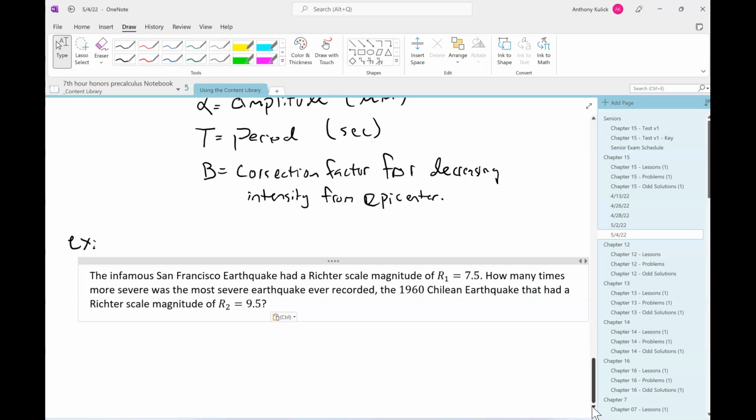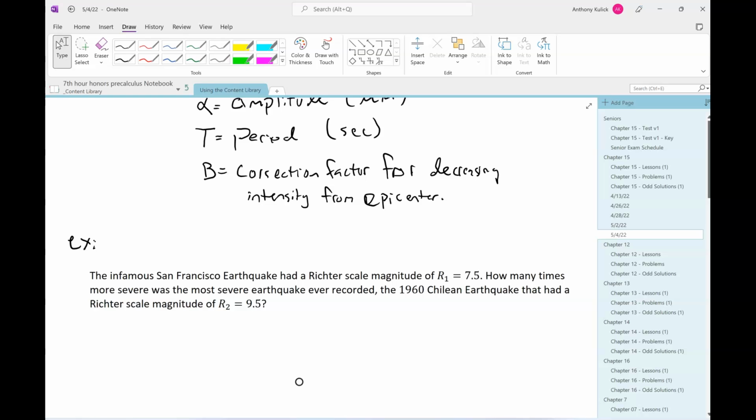All right, let's look at an example. The infamous San Francisco earthquake. I think we refer to it as infamous, as I suspect it's the highest magnitude recorded earthquake in the continental United States. I suspect there's been something in Alaska sitting on the ring of fire, like in the Aleutians. It's probably higher intensity than that, but 7.5 is pretty bad. It had a Richter scale magnitude of 7.5.